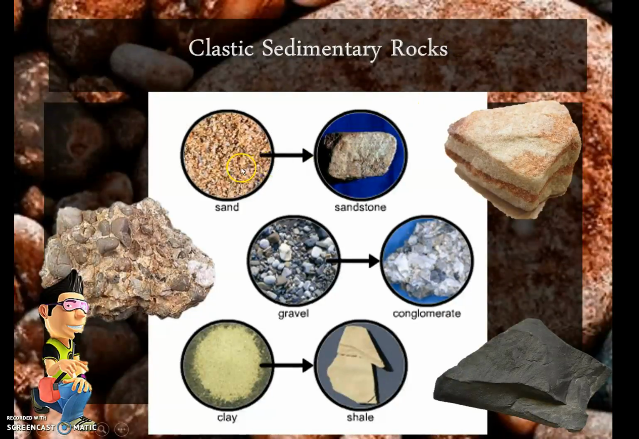So sand was what pressed together to form sandstone. Gravel or pebbles is what pressed together to form conglomerate. And clay, tiny little particles of clay, forms the shale that we see here.